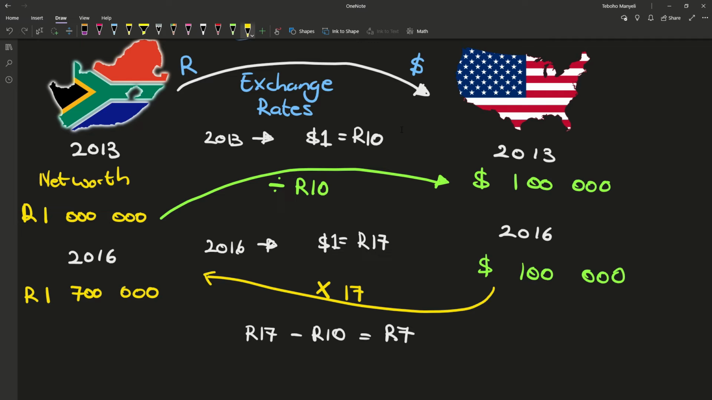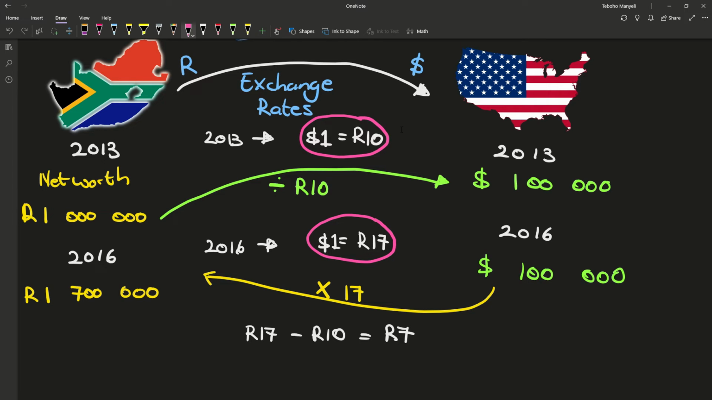In 2013 you're worth 1 million. In 2016 you're worth 1,700,000. So where did this money come from? So obviously the exchange rate is the most important part about trading. That's what trading is all about. So these numbers here are the reasons you made the difference.